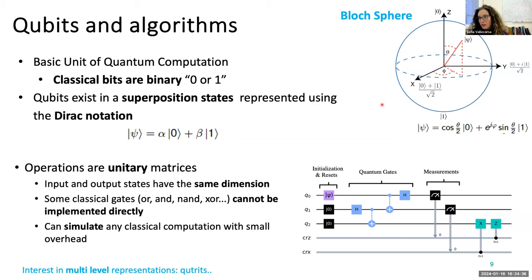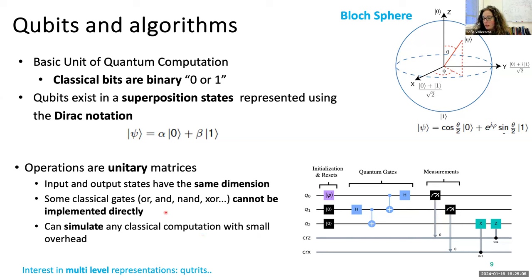You see an example of a circuit in the bottom part of the slide, where you have a set of qubits that are initialized to some state, a certain number of gates that are applied, and then there is the moment in which the quantum state, so the state of the qubits, is measured, and you extract either zero or one from the state of the qubit.